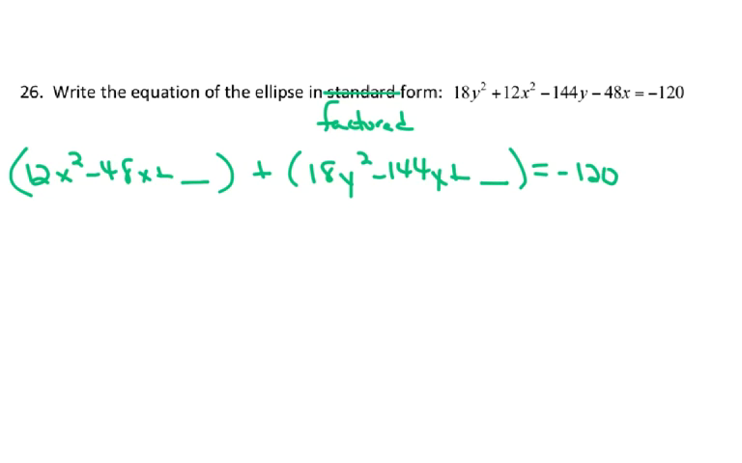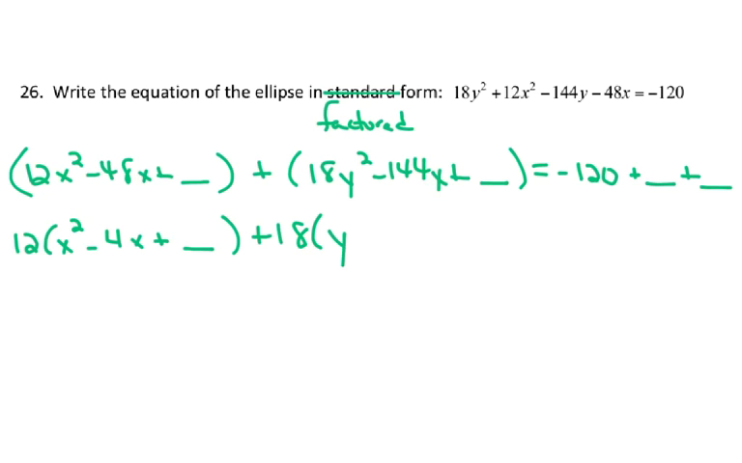But since we're adding 2 new numbers to the left side of the equation, in order to keep it balanced, we're going to add 2 numbers to the right. Now you can't complete the square unless the leading coefficient of the trinomial is 1. So if there's a number in front of the square term, you're going to factor it out. I'm going to factor out 12, and I'm going to be left with x² - 4x + blank. Remember, you're going to divide both of those terms by 12. The second parentheses, we're going to factor out 18, and I'm going to get y² - 8y + blank.